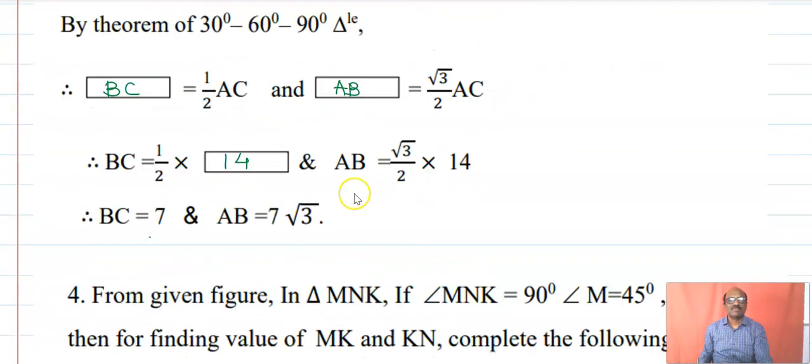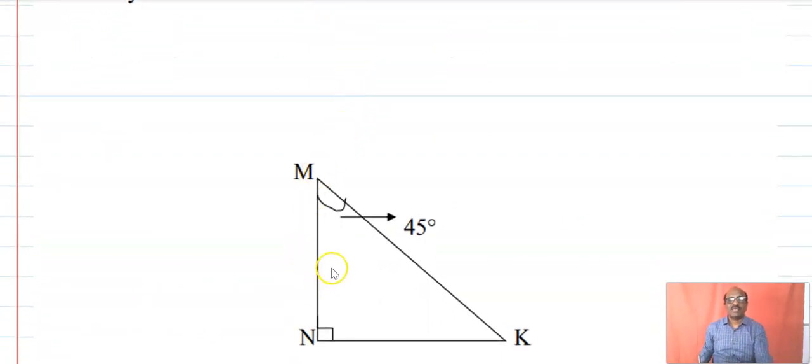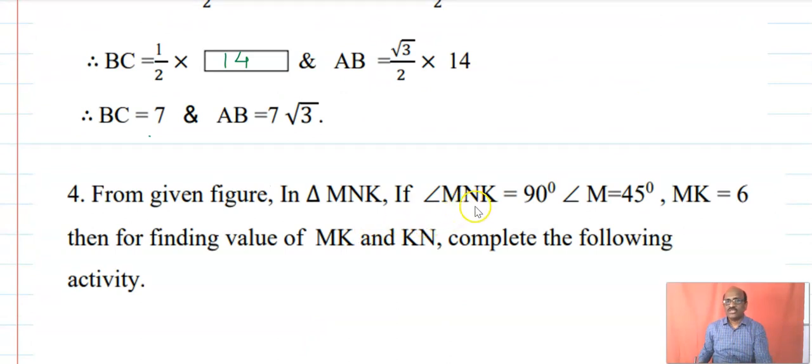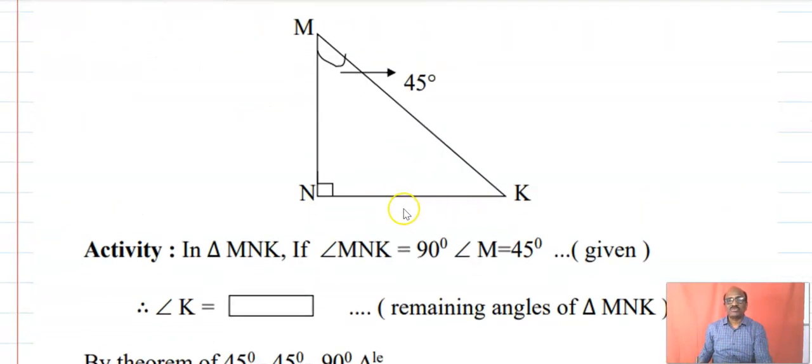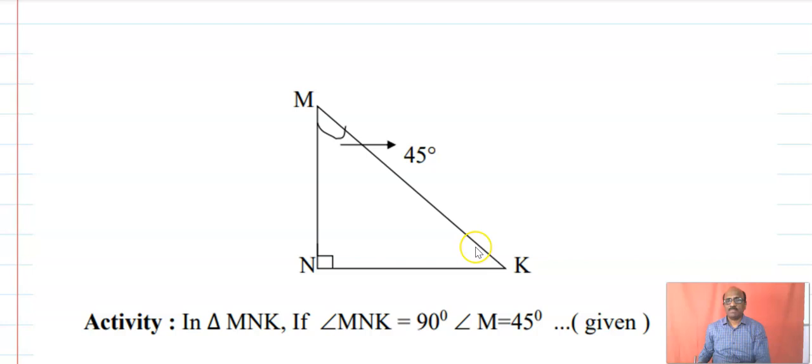Okay. Take the next question. From the given figure in triangle MNK, what's happening? Measure of angle MNK is equals to 90 degree, and measure of angle M is 45, and therefore measure of angle K is also 45. That is, the sum of the measures of angles of a triangle is 180. With 45 and 90, it must be 45.